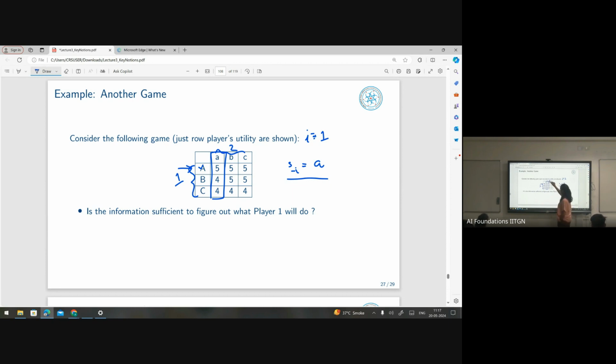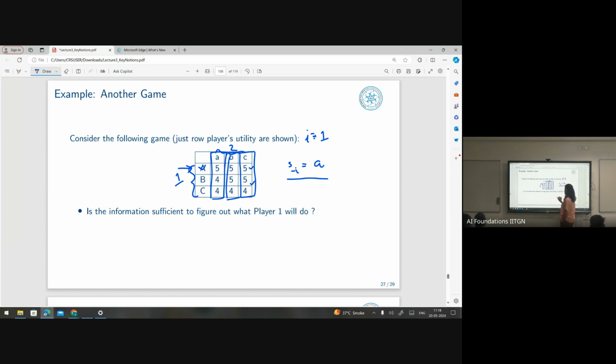Similarly, if the other player is playing b, I could choose either A or B. If the other player is playing c, I could choose either A or B. But if I don't know what the other player is going to play, then it is good for me to stick with capital A because it's always giving me the highest utility, no matter what the other player is.